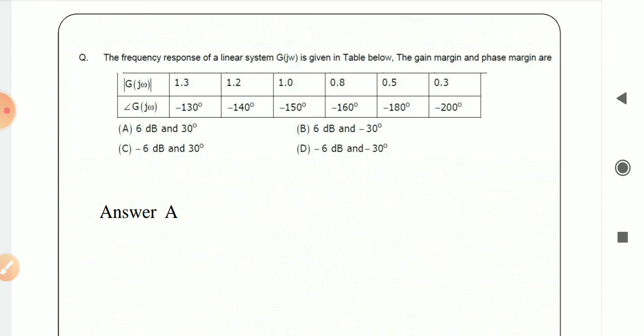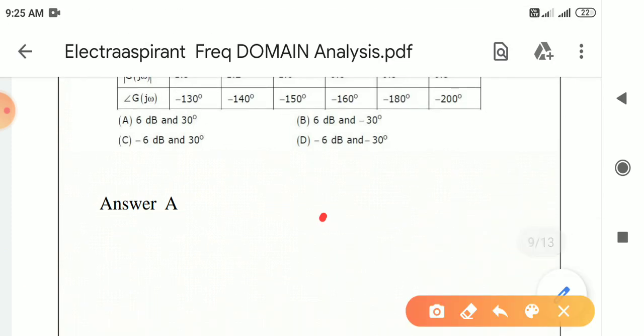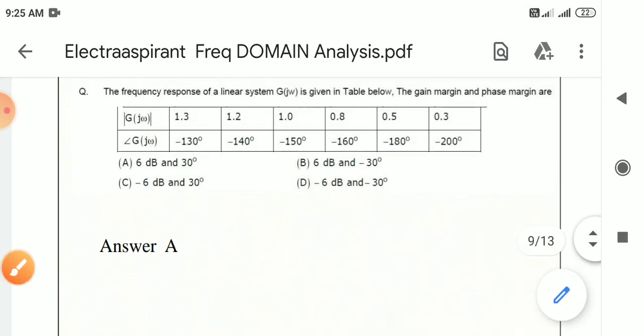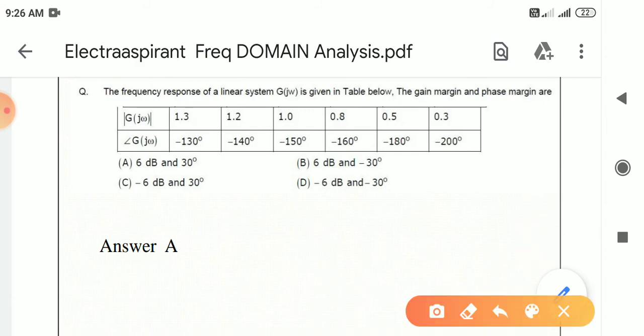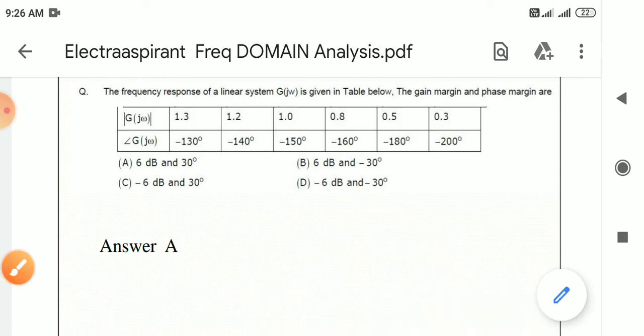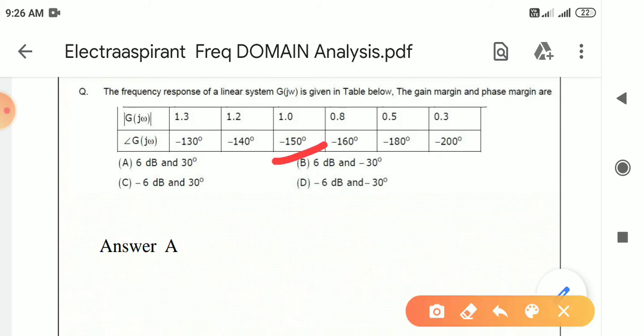Now from the table it is clear that when the magnitude becomes 1, that corresponds to our gain crossover frequency, and at that time the angle is given as minus 150 degrees, that is φgc equal to minus 150 degrees. Hence the phase margin γ equal to 180 degrees minus 150 degrees, so it becomes 30 degrees. So the phase margin is 30 degrees.